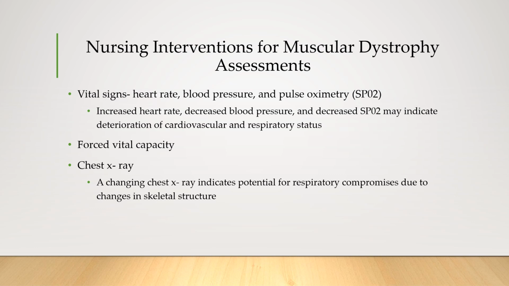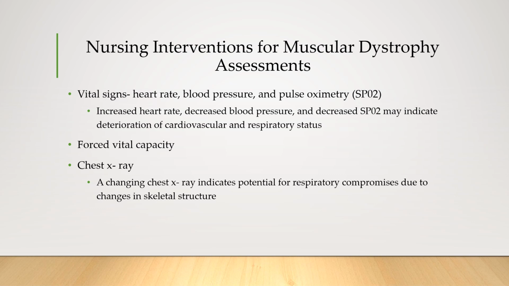So, nursing interventions for muscular dystrophy. We are going to assess, because we are nurses, vital signs: heart rate, blood pressure, and pulse ox. Increased heart rate, decreased blood pressure, and decreased SpO2 may indicate deterioration of cardiovascular and respiratory status. We are going to assess forced vital capacity.